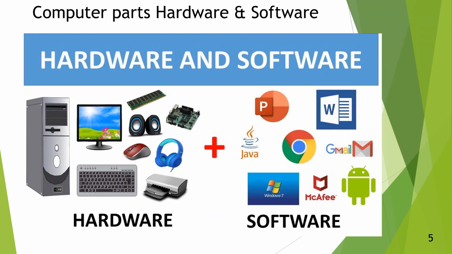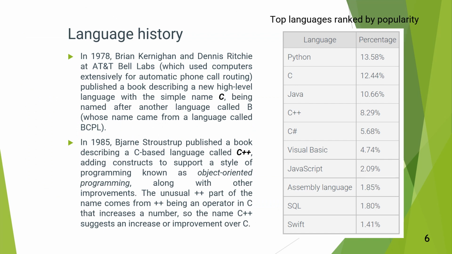So coming to the computer parts, hardware and software, we can see over here hardware parts are the CPU, monitor, keyboard, headphones, printer, joystick, motherboard, all the hardware parts. And coming to the software, the Java language is considered software, as are Android, iOS, PowerPoint, Excel, Word, etc. Coming to the language history, there has been a huge development.